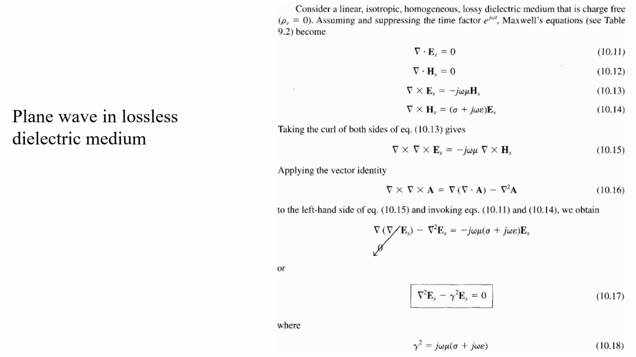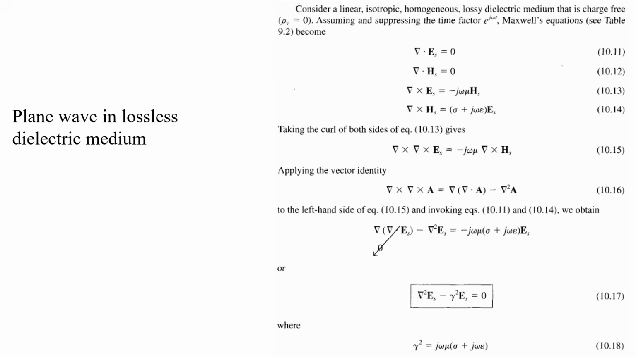Now the question is how can we find the electromagnetic wave equations in this lossy medium? Very simple. First of all, you must remember the four Maxwell equations. What are they? The Maxwell equations are the divergence of the electric field and magnetic field, and the curl of the electric field and magnetic field. That's all.